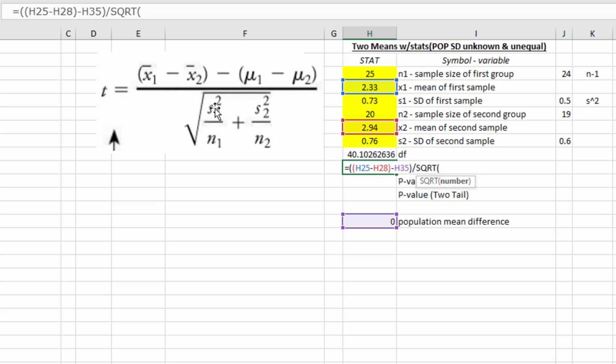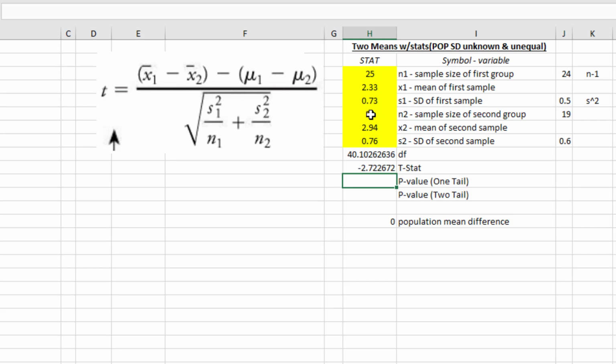It's going to be this thing squared divided by n1. So you could just use this, right, and square it, or you could go ahead and use this one. This thing squared divided by n1 plus the other one, that one squared, divided by n2. And then close parentheses, because that's the end of your square root stuff. Hit enter, and there is your t-stat.